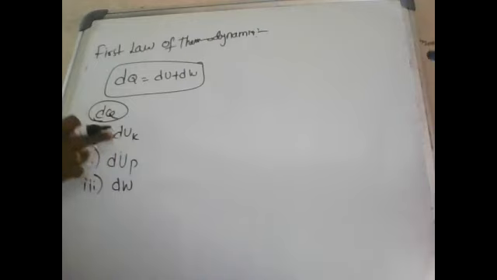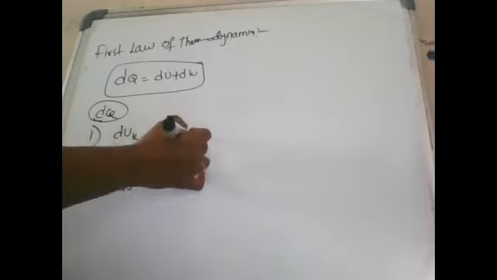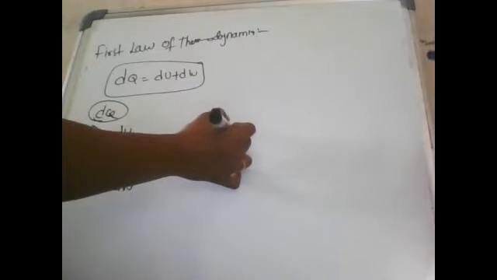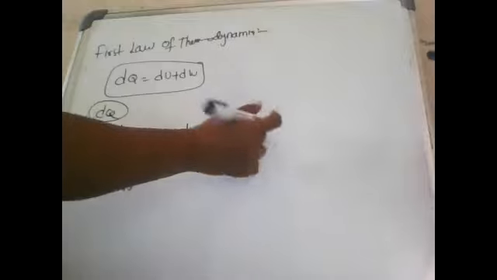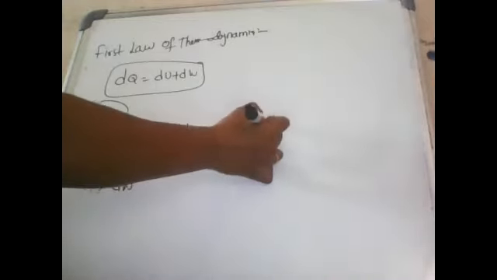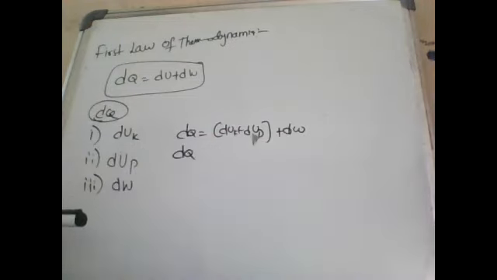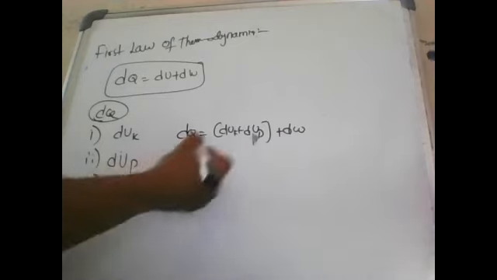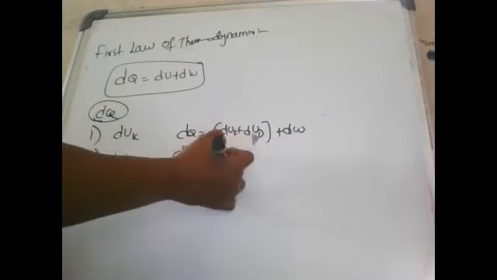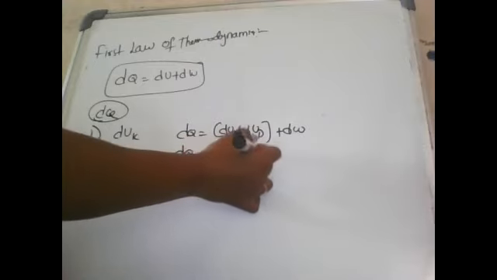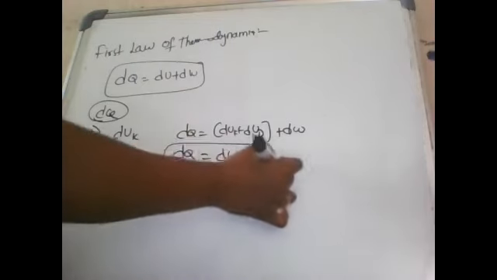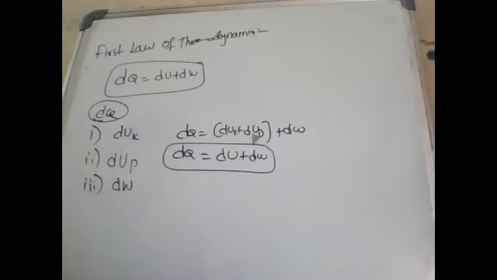Then the total dq value is used for internal kinetic energy, internal potential energy and external work done. Then dq equal to du suffix k plus du suffix p plus dw. We already know that U indicates internal energy. This is kinetic energy plus potential energy, total internal energy du, plus dw. dq equal to du plus dw. So this is the thermodynamic first equation.